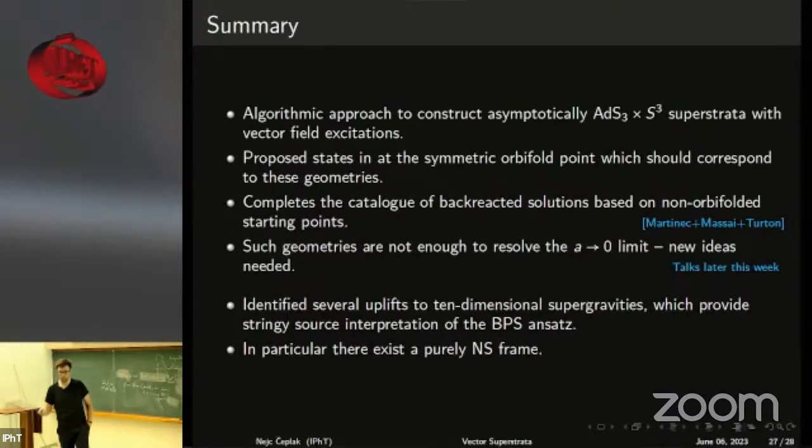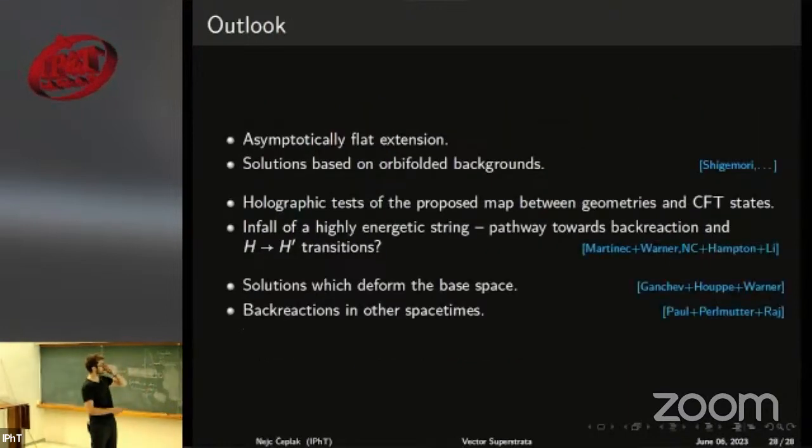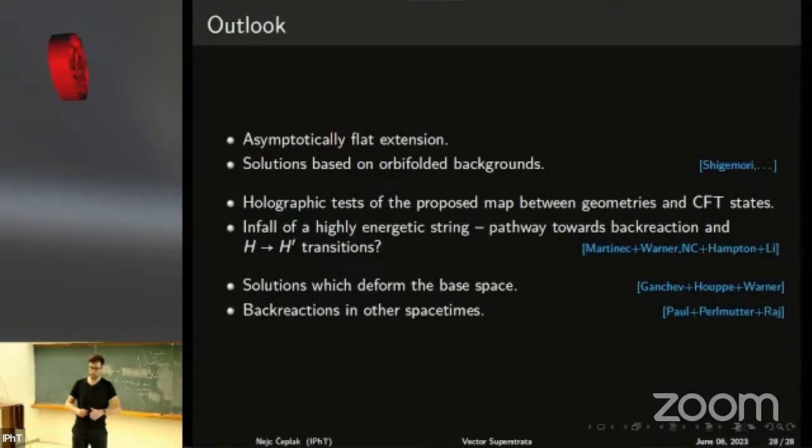And we've also discussed several uplifts to 10-dimensional supergravities to propose possible stringy sources for the BPS ansatz, and in particular shown that there is a purely NS frame, which gives new ideas of how to use these geometries. What is there left to do? All of these solutions were asymptotically AdS3 cross S3. Extending them to asymptotically flat solutions would be interesting because then you can possibly even get the linear dilaton region. Again, constructing new solutions based on orbifold backgrounds would also be interesting.